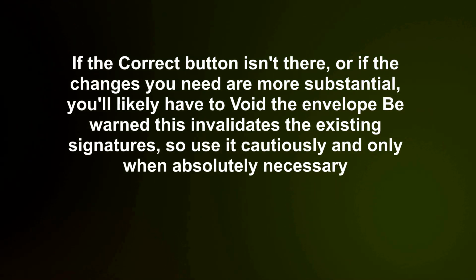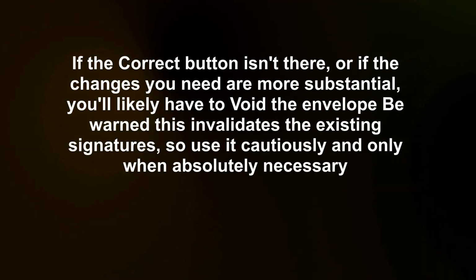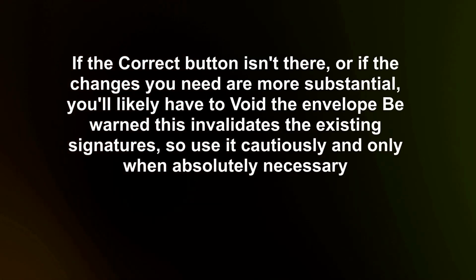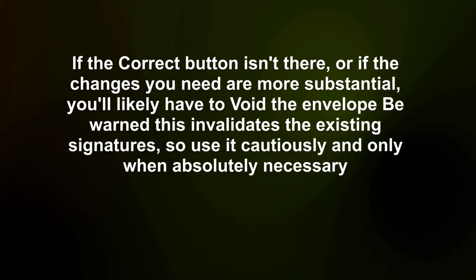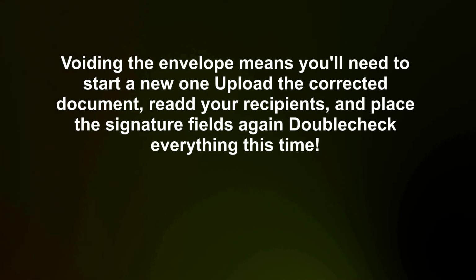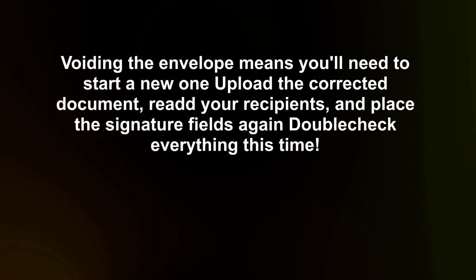If the correct button isn't there, or if the changes you need are more substantial, you'll likely have to void the envelope. Be warned, this invalidates the existing signatures, so use it cautiously and only when absolutely necessary. Voiding the envelope means you'll need to start over: upload the corrected document, re-add your recipients, and place the signature fields again.